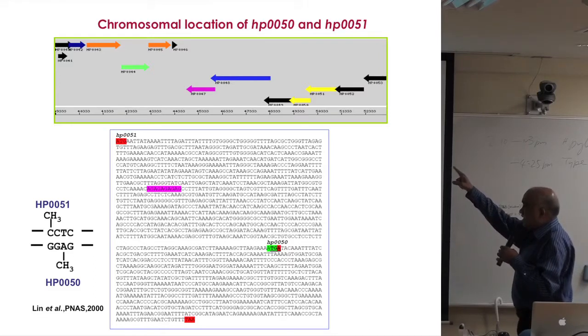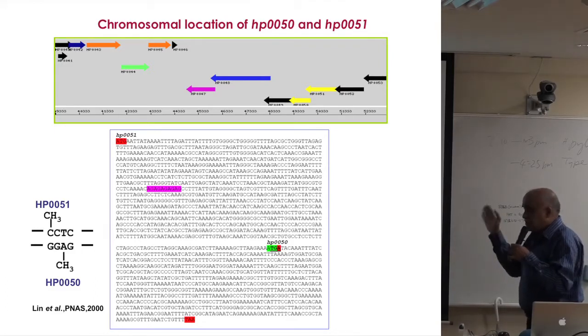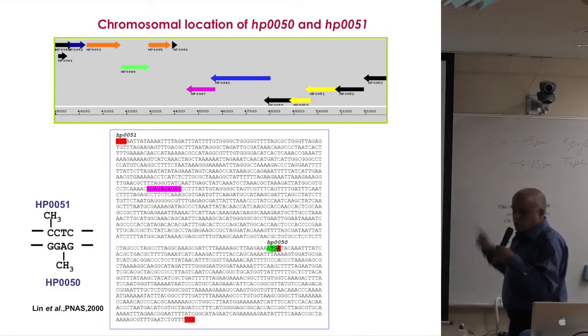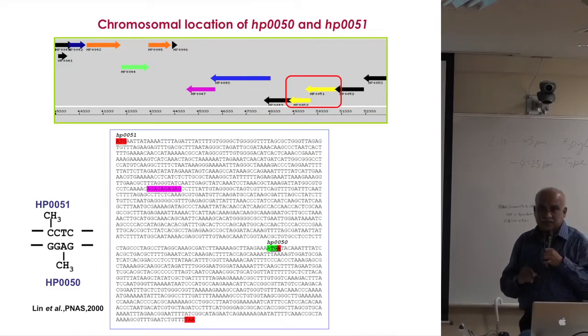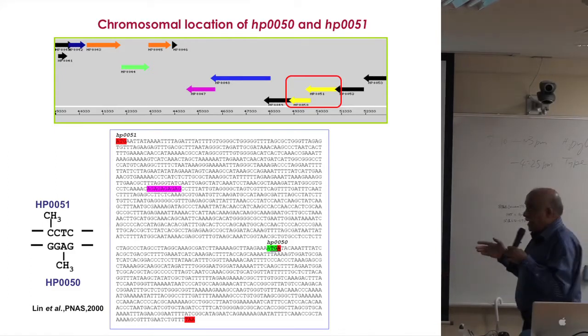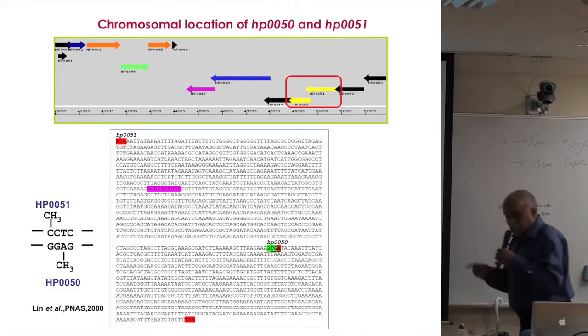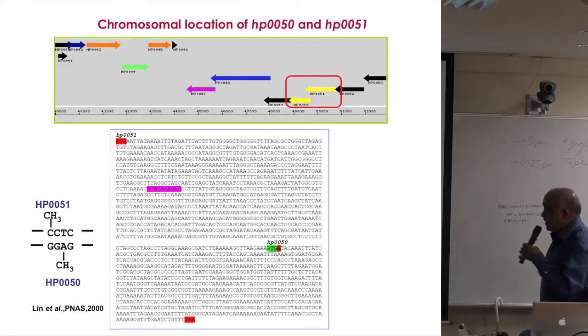And these are two methyltransferases. I've retained the old names, HP0050 and 51. They have new nomenclature now, but I might use the old nomenclature. These are two solitary methyltransferases, just like DAM and DCM. These are orphan methyltransferases. They don't have a corresponding endonuclease at all. I'll come back to this point later on. And this is the chromosomal location, here, 50 and 51.